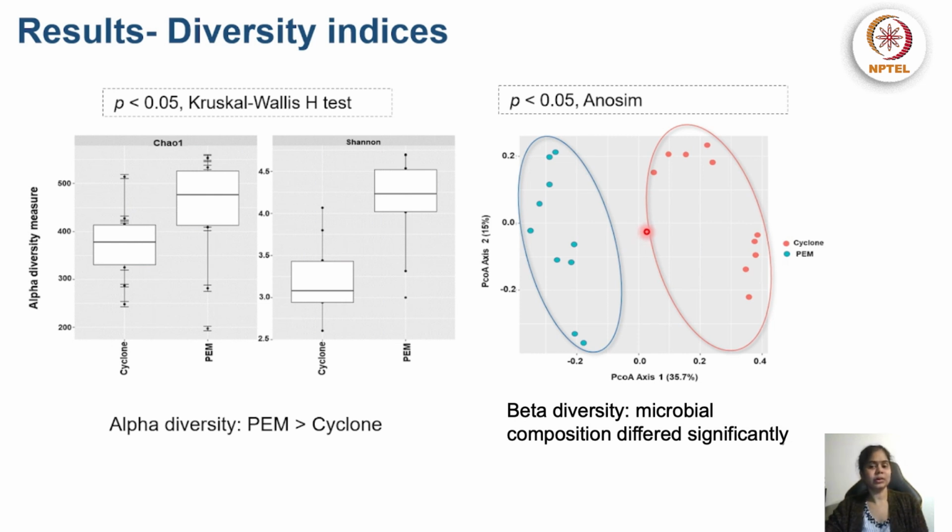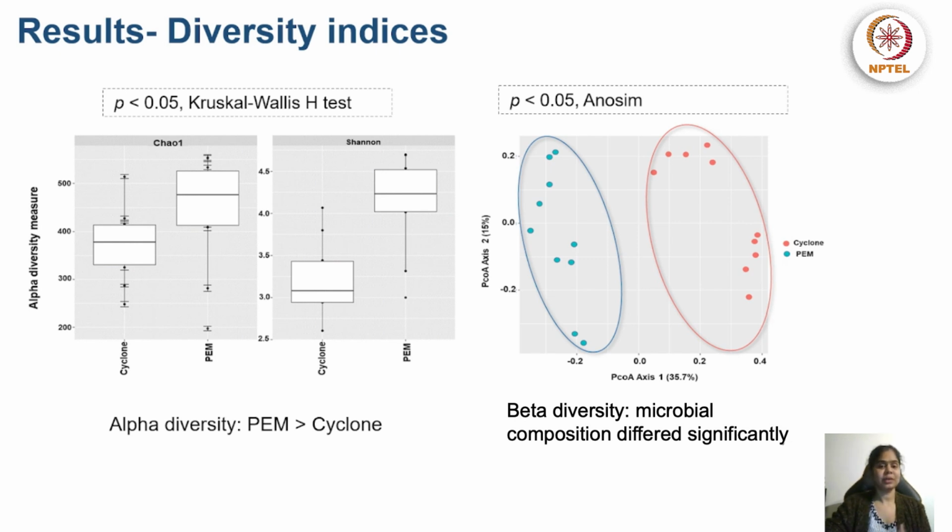So how to prove that statistically? For that we did a test called ANOSIM, which is analysis of similarities. That test also showed there is a significant difference in the microbial composition of these two samplers. So the diversity indices showed so far that when it comes to richness and diversity, the PEM sampler has the upper hand, and the microbial compositions in both samplers are significantly different.